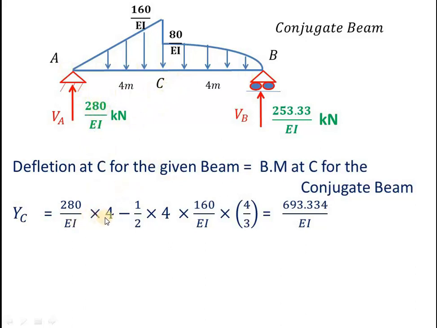What is VA? 280 divided by EI into 4, minus the moment due to this triangular load about C. The area of this triangle is 1 by 2, 4 into 160 by EI, into the distance of CG of this triangle from C. From here it is 2/3, but now we are taking bending moment at C, therefore it will be 1/3 of base. That is 1 by 3 into 4, that is 4 by 3. If you simplify this, you are going to get 693.334 divided by EI. And therefore, after substituting the value of EI, you will get YC equals 17.33 mm. This is nothing but the deflection at C for the given beam.